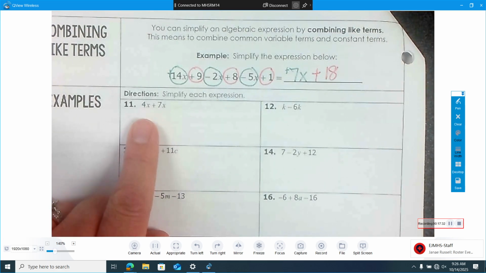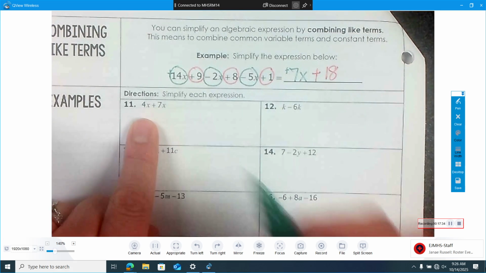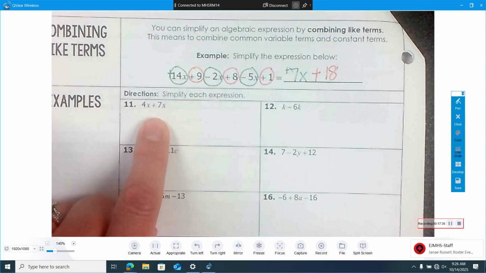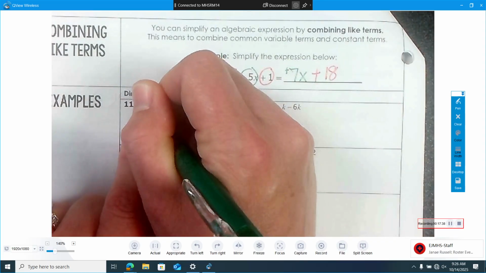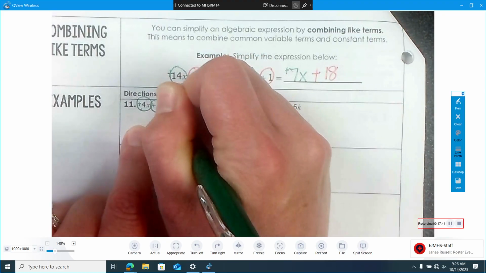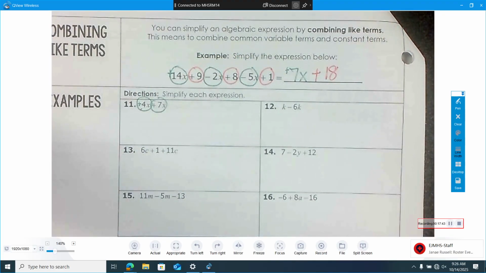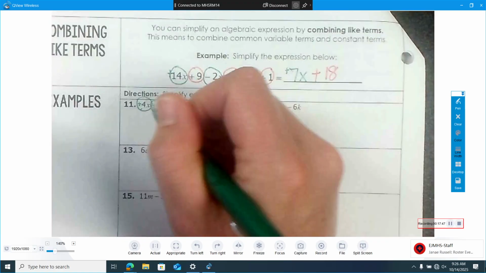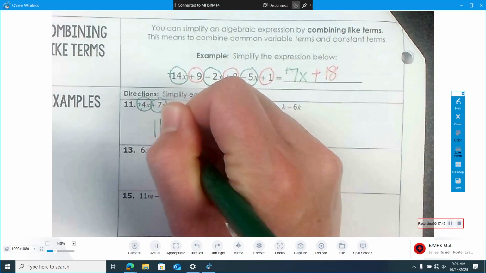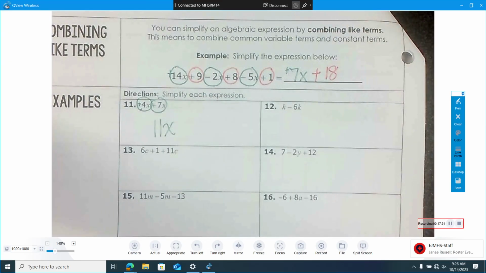Here, on number 11, we want to simplify each of these expressions. Are these like terms? Yeah, they both have an x. So I have a positive 4x and a positive 7x. How many do we have? 11. Positive 4 and a positive 7 makes a positive 11 x's. They combine. 4 plus 7 is 11.